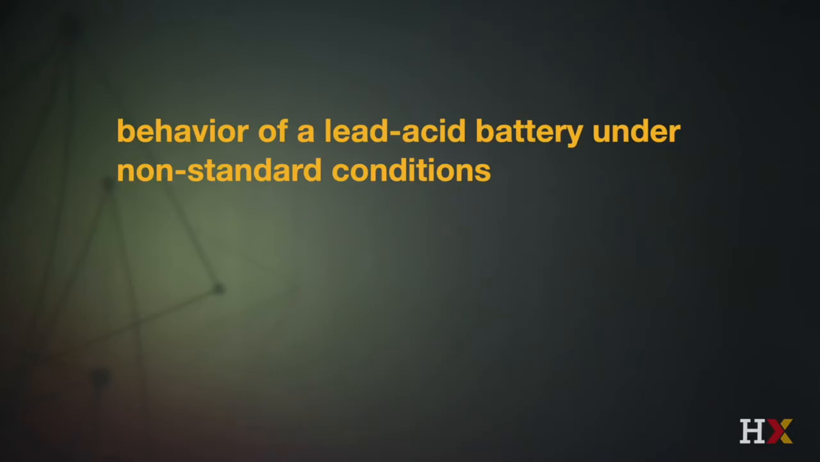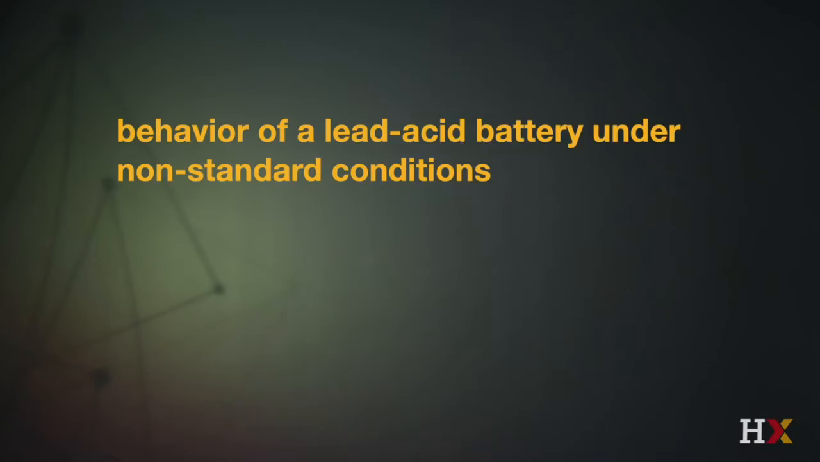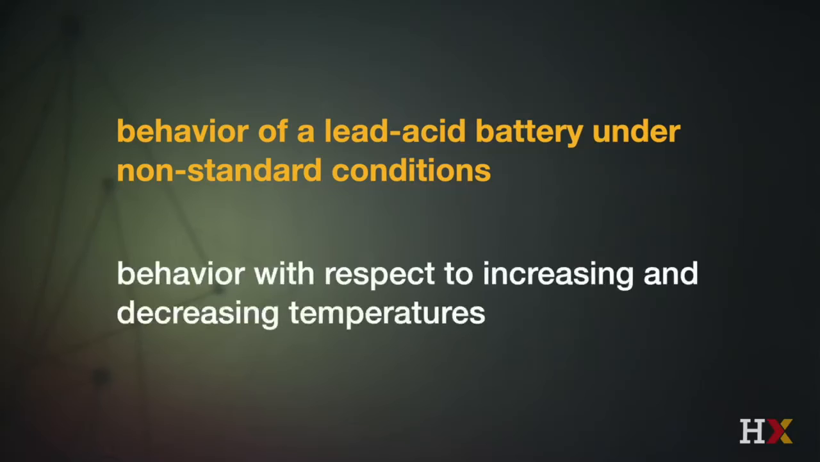The behavior of the lead-acid battery under non-standard conditions. And so there are two things we want to look at. We want to look at non-standard conditions with respect to the degree of discharge, which is to say, if your alternator or your generator is not properly delivering voltage to the battery to keep it charged, that battery will discharge. And so we want to look at how that actually affects the voltage. But we also want to link it into the behavior with respect to increasing and decreasing temperatures.